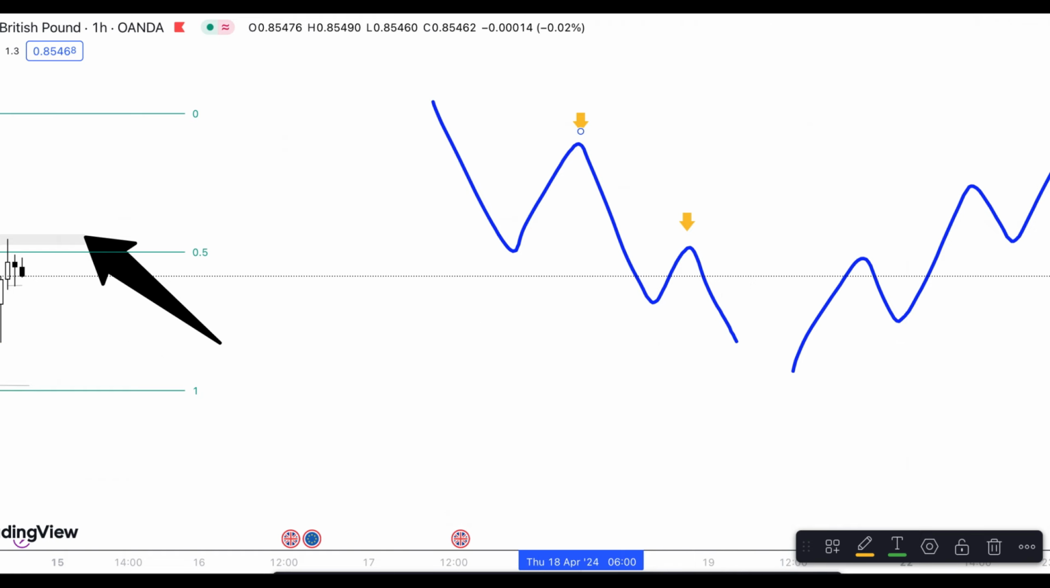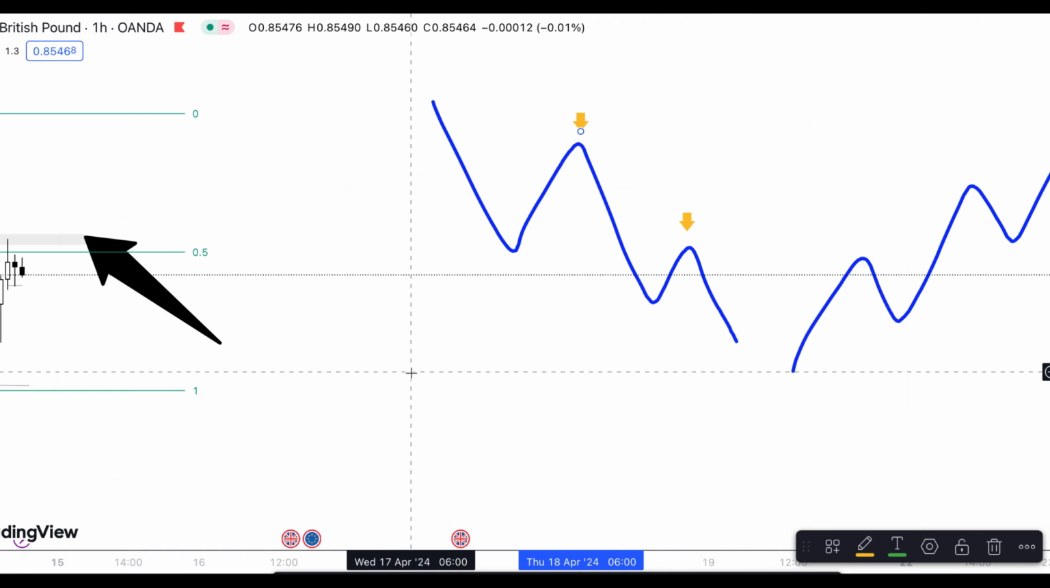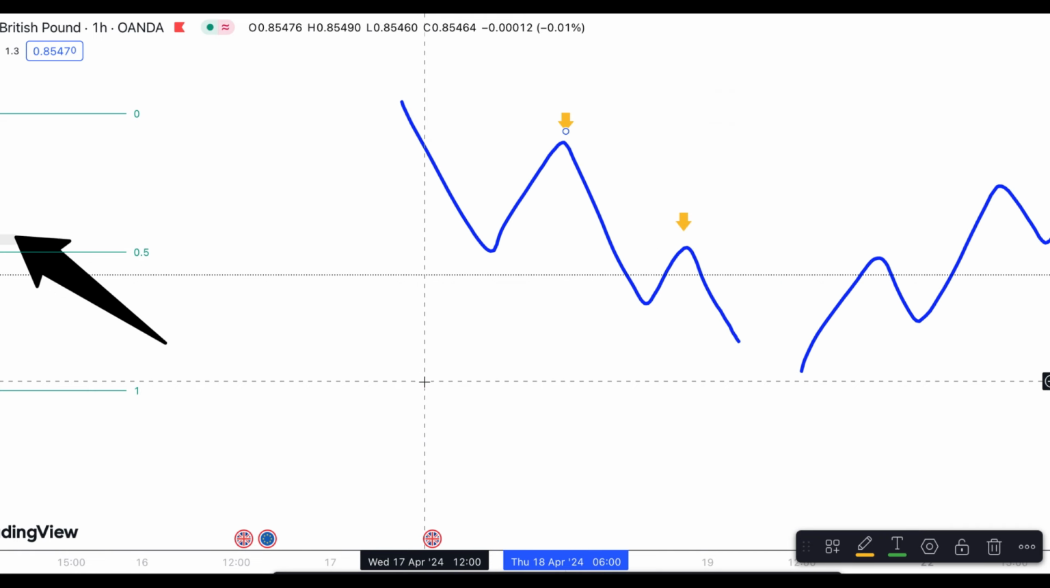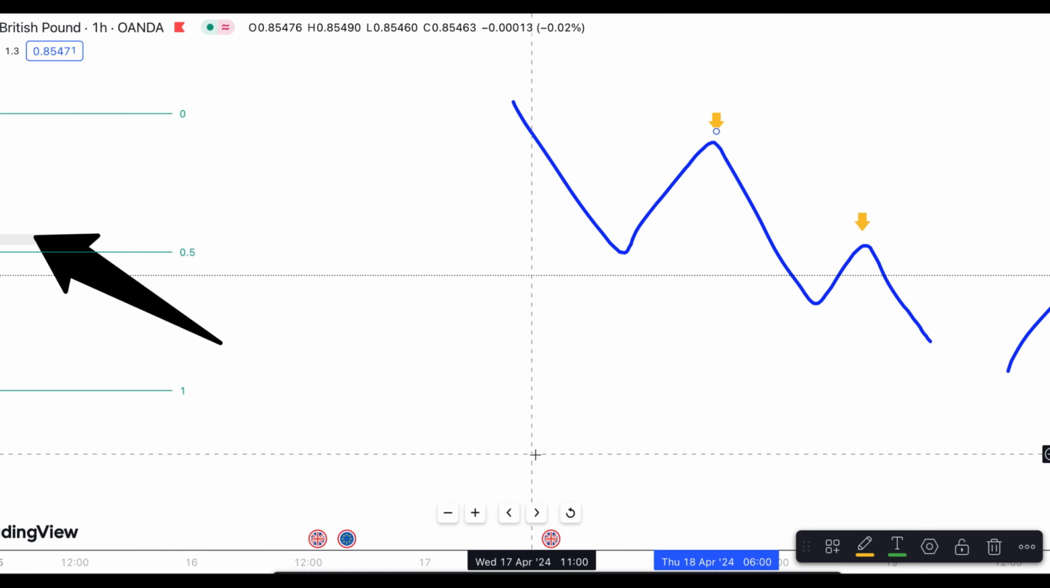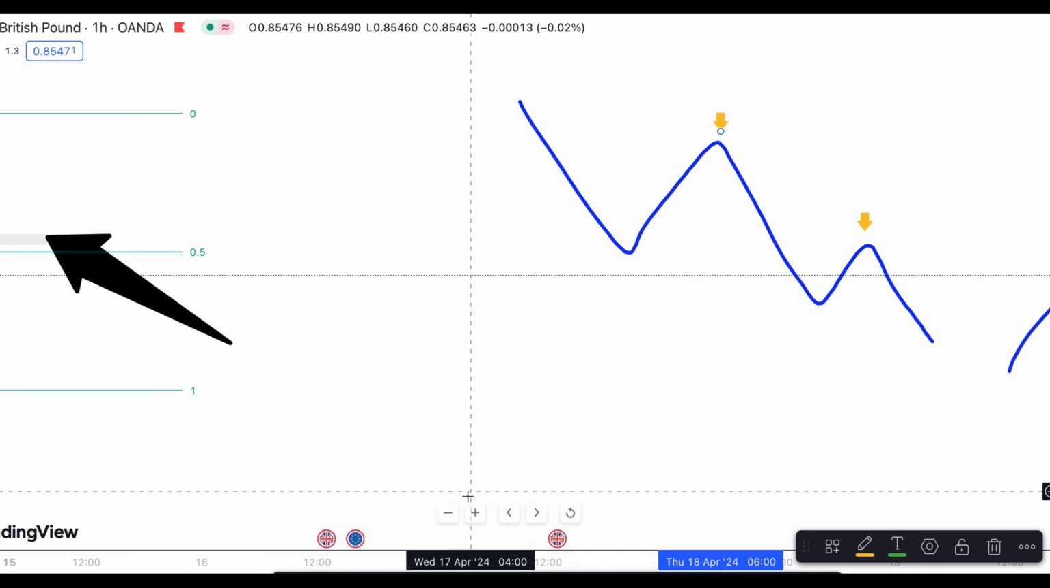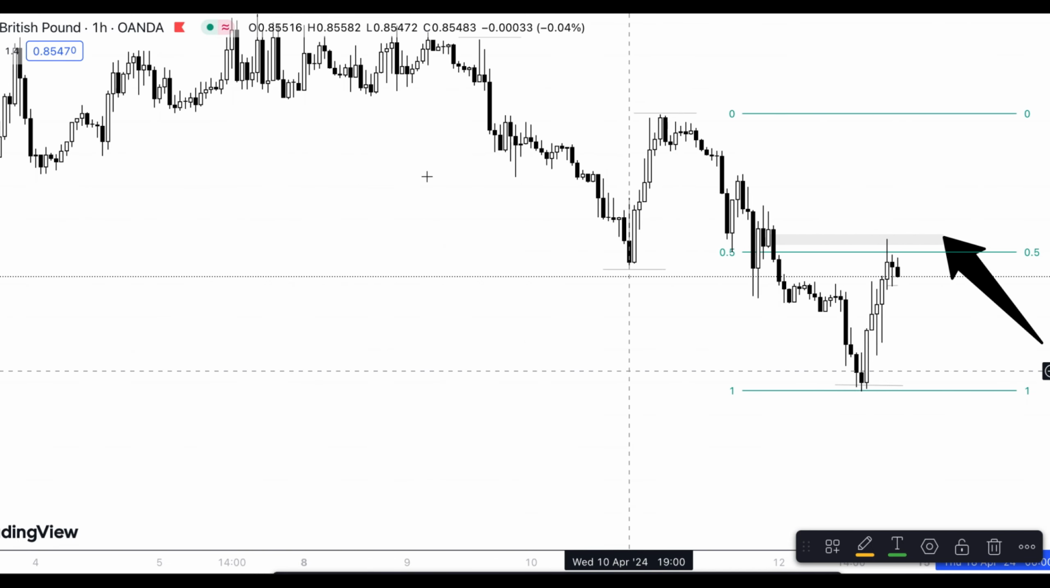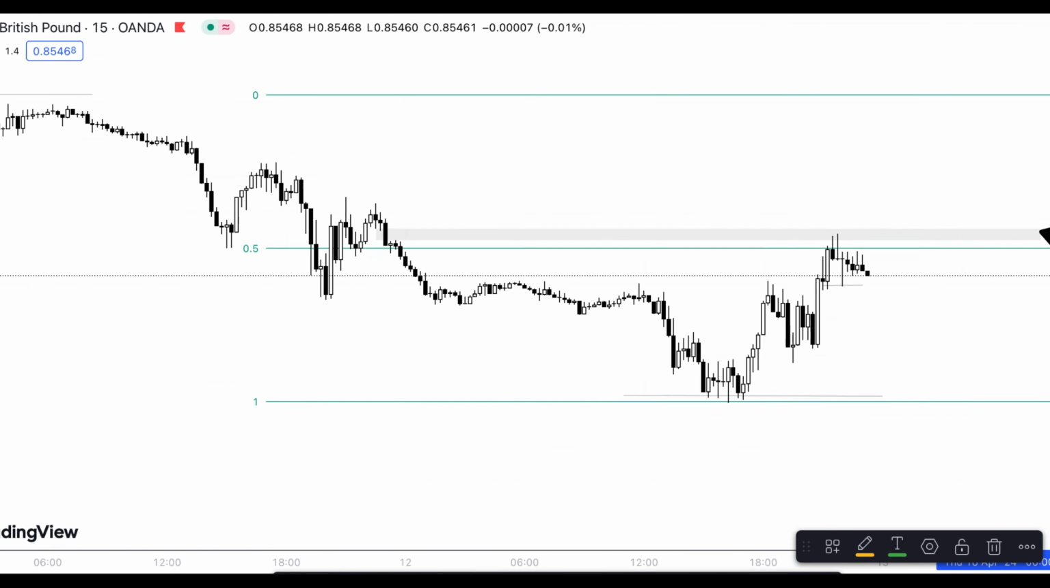So your option is to look for a POI, which is what I call it in my group. POI simply stands for point of interest. You can write that down. POI stands for point of interest: areas that we are interested in taking trades in the forex market. So if we go to the 15-minute chart, now we know we're selling.